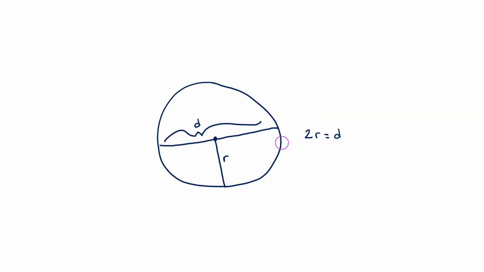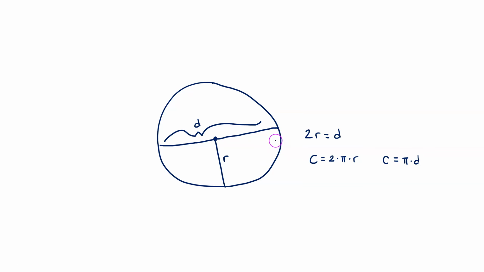Another formula we want is to figure out the perimeter of a circle. But we don't really call it perimeter, we call it circumference. So if we want to know this distance here, all the way around the circle, circumference is 2 times pi times r. Or, since 2r is diameter, another way to write this is circumference is pi times diameter. So that is the circumference of the circle.